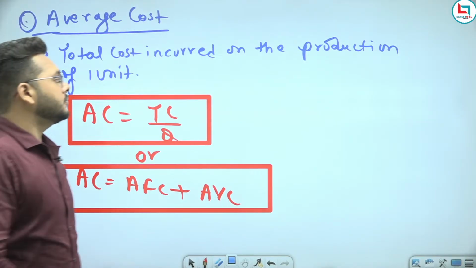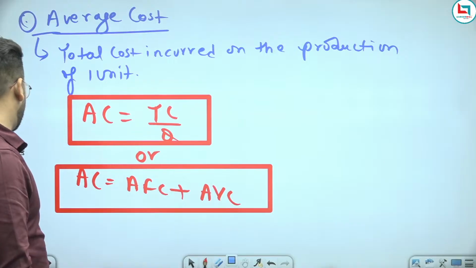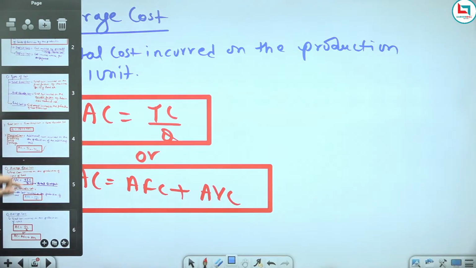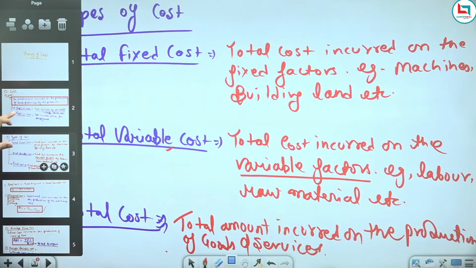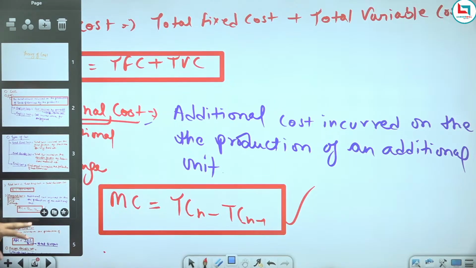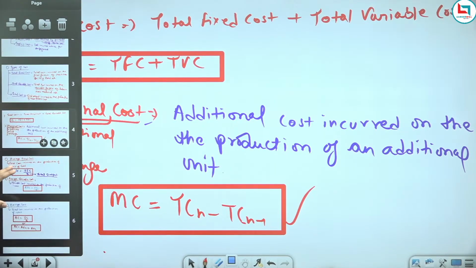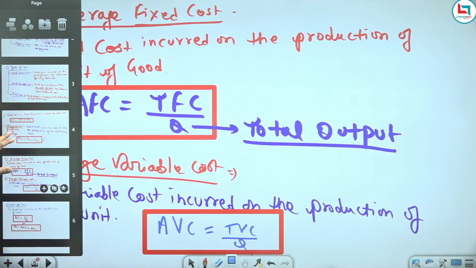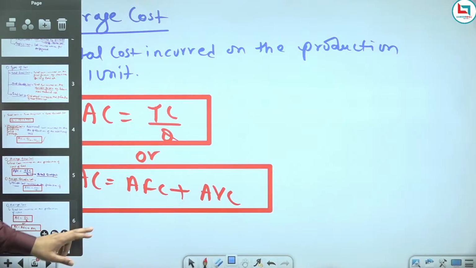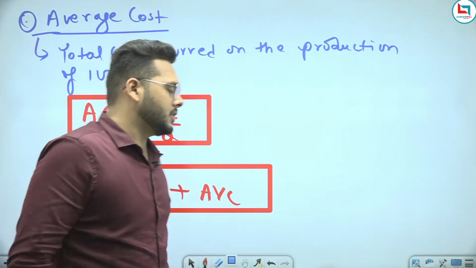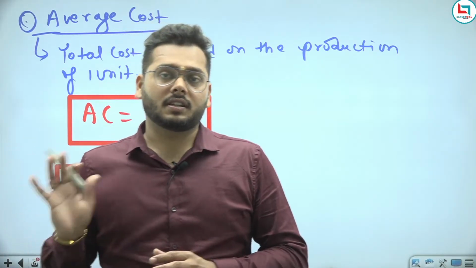Okay, so this is what about today's class. In this session we have discussed the theory of cost, what is the meaning of cost. Then we discussed the types of cost. First of all, we discussed implicit cost and explicit cost, which is the nature of cost. Then we discussed total cost. Then we discussed the types of cost: average fixed cost, average variable cost, marginal cost, total fixed cost, total variable cost, total cost, and average cost. That is the total concept that we have discussed in this session.